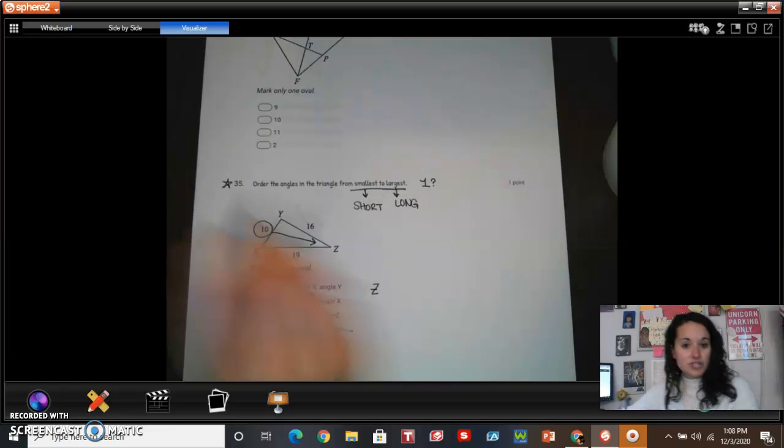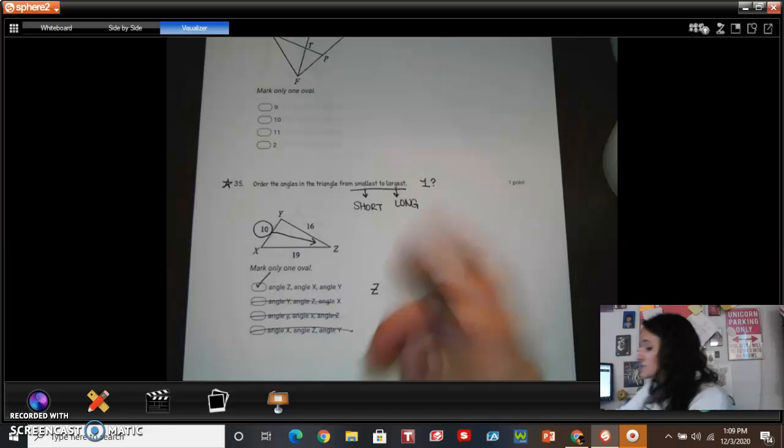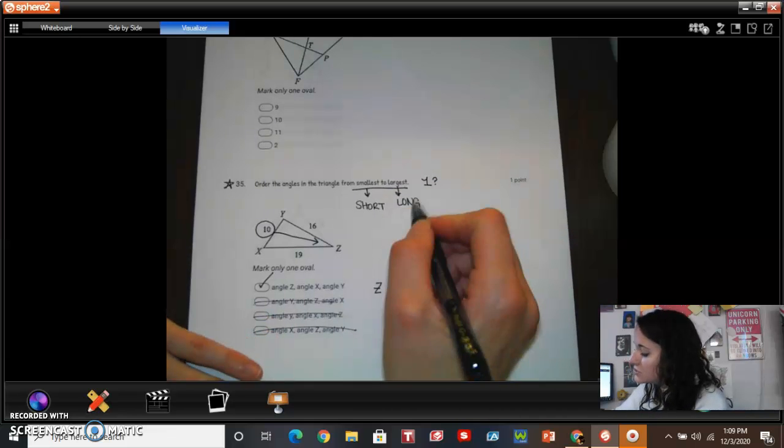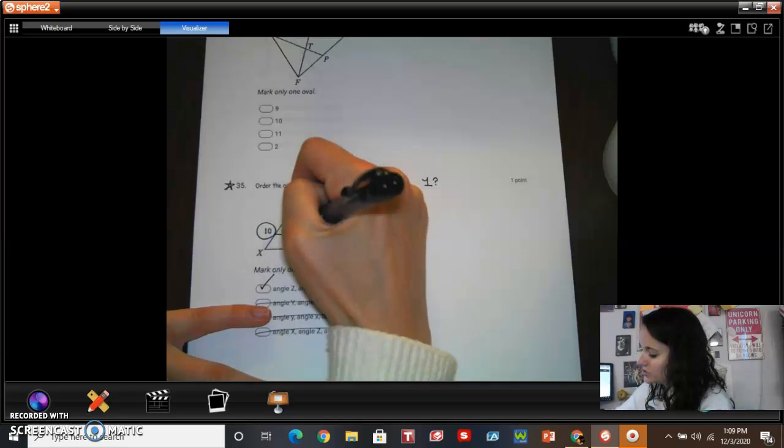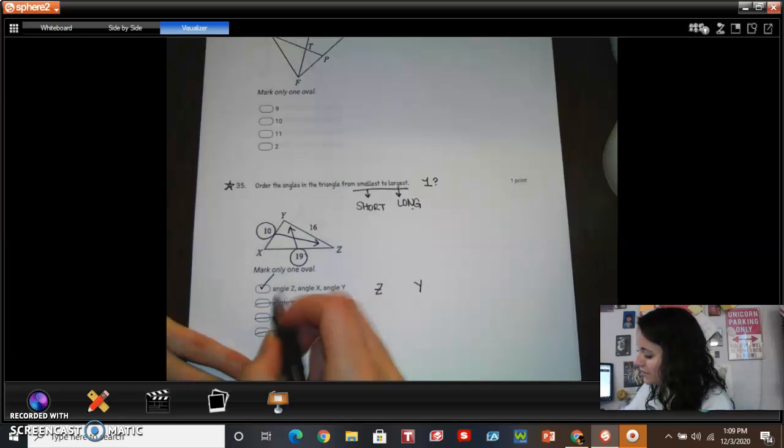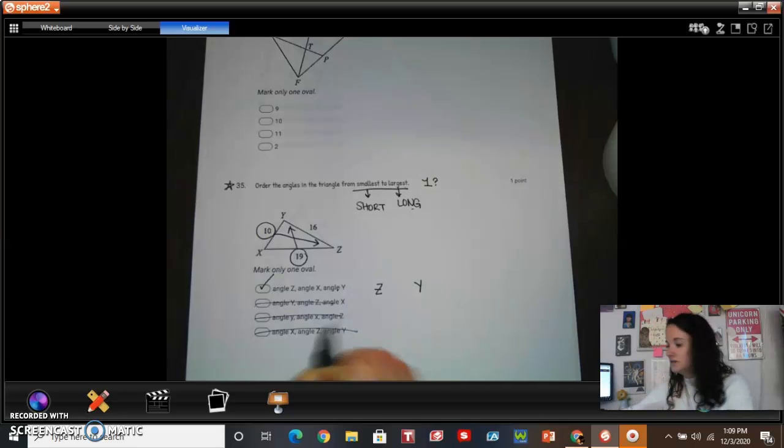But just to check, let's make sure the largest one is also right. Our largest angle is across from our longest side. So our longest side is 19, and across from it should be Y. So it should end with Y. Oh, whoop, it does. Good to go.